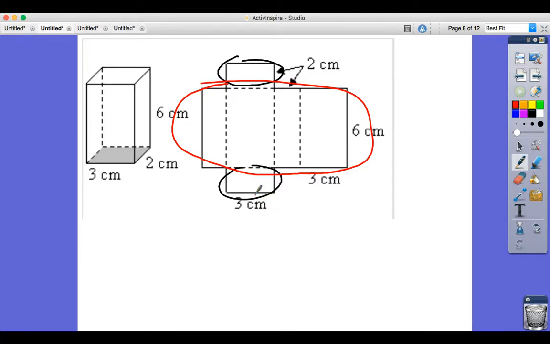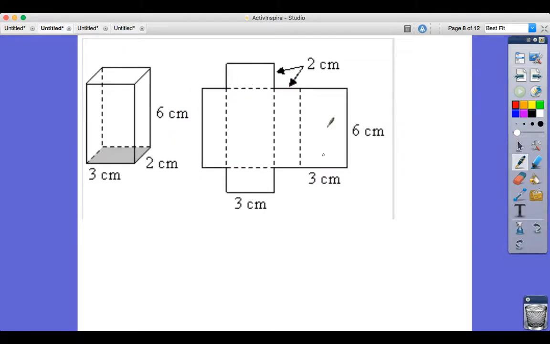And the reason that I do this is I don't just jump to a formula, because in order to understand what's going on, you really have to see the net. This is called a net of the prism. So let's figure out the surface area of this prism by using the net. We've got a whole bunch of rectangles here, and they're already broken up for us. So let's get the area of each one and then figure out the total surface area.